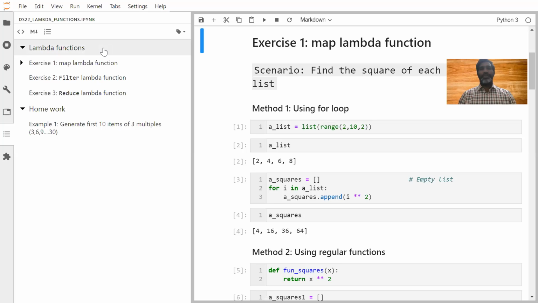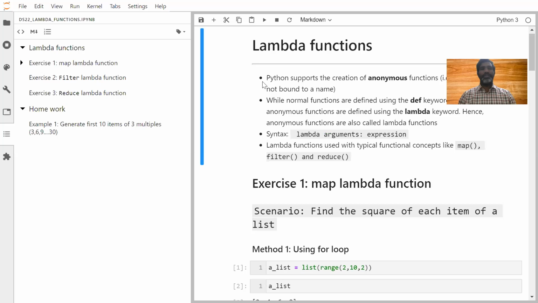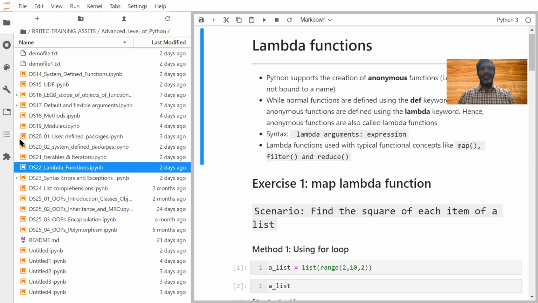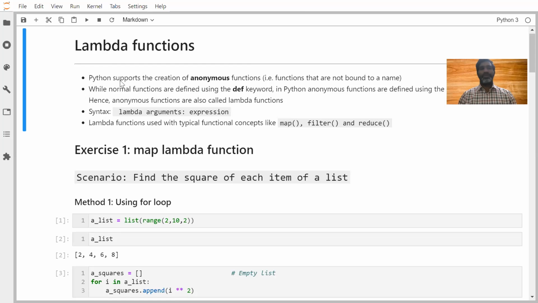If we go and try to observe the Lambda function points wise, let us go and try to see these points. Python supports the creation of anonymous functions. The anonymous meaning is functions that are not bound to a name. Generally, if you are creating a function, we have some name, right? But here, a function which has no name. Same function behavior, we can do, but it will not have any name. As we do not have the name, I don't think we have the reusability.